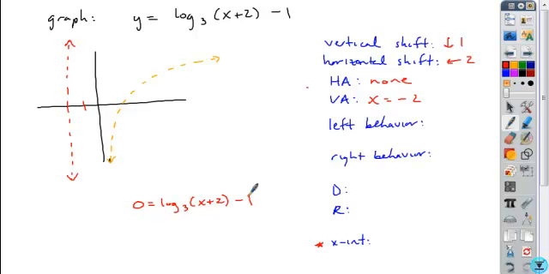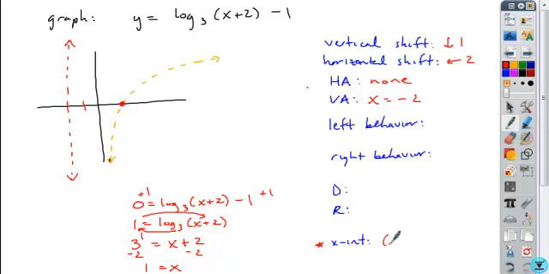The way that we solve is we isolate our log expression. So we're going to add 1 to both sides. That gives us 1 equals log base 3 of (x + 2). Now we're going to rewrite this in the form of an exponent. The base of our log becomes the base of our exponent, to the power of 1, and we set that equal to x + 2. In order to isolate x, we subtract 2 from both sides, so we get x equals 3 minus 2, or 1. So the x-intercept winds up being (1, 0).